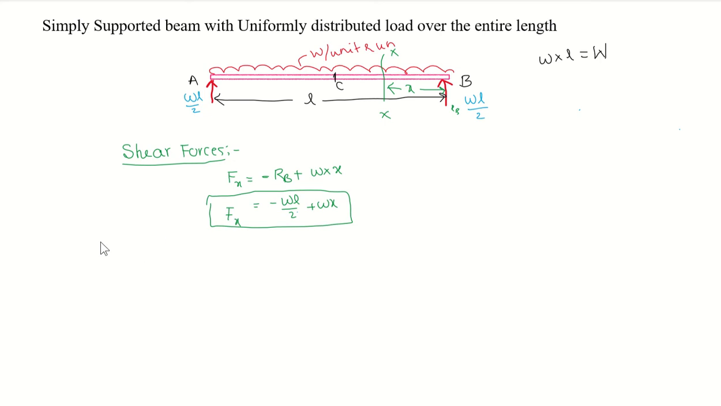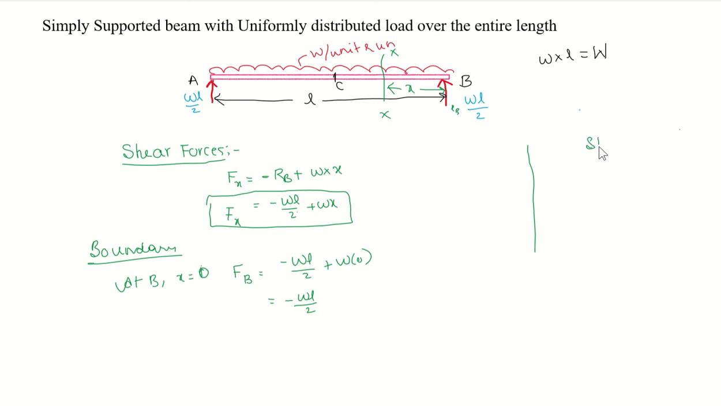Now let us apply boundary conditions. Okay, how many boundaries we have? So we have two boundaries for this. Also we are considering the midpoint too. Okay, so let us see at B what happens. X is equal to 0. At B it is 0, so it is starting from here itself. So if I substitute 0 in the place of X, minus WL by 2 plus W into 0, I'll get minus WL by 2, so that is the shear force at B.